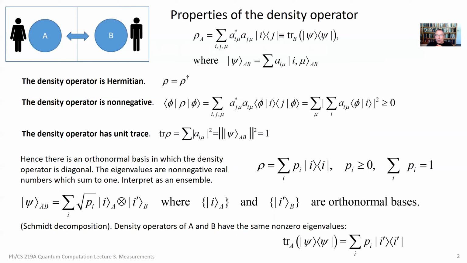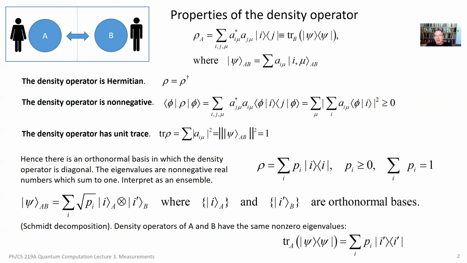We also noted that because it's a Hermitian operator, there is a basis in which the density operator is diagonal, and the eigenvalues of the density operator, the coefficients of projectors onto those orthonormal basis states of the density operator, can be interpreted as probabilities. They are non-negative real numbers such that the sum of all of the p_i is equal to 1. And in fact, we can give a nice interpretation to the density operator.